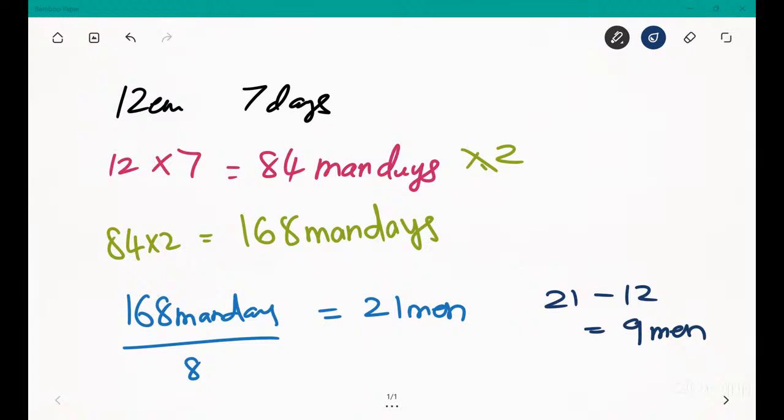The question that we're doing is the second question in fractions. Page number 2.